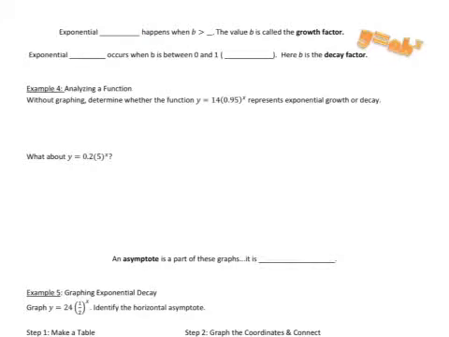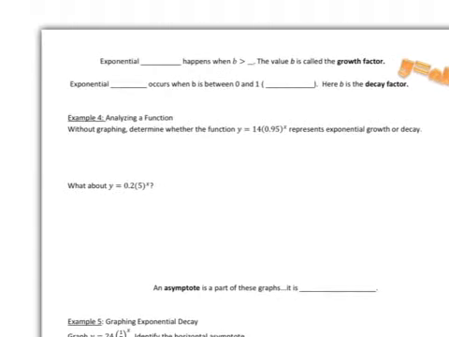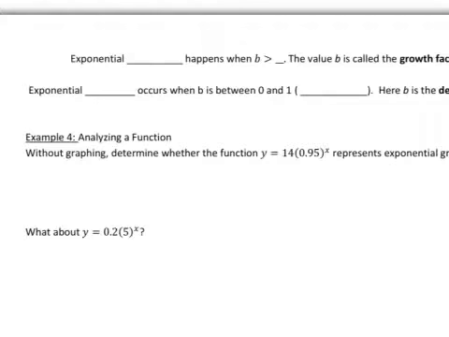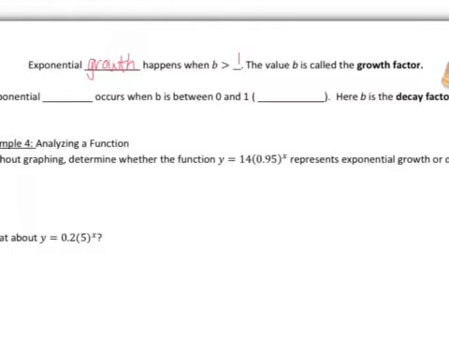What we just talked about was exponential growth. Okay, so fill that in. Exponential growth happens when B is greater than what? 1. All right, and B is called the growth factor.